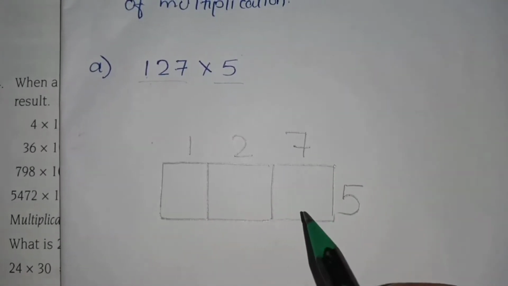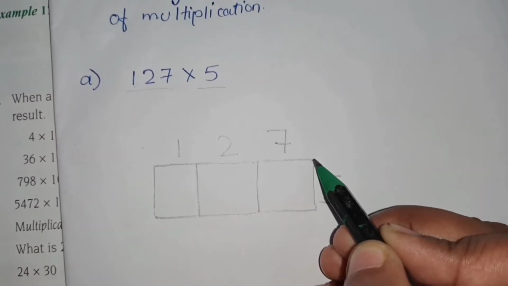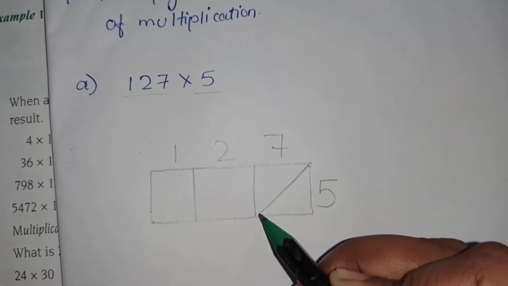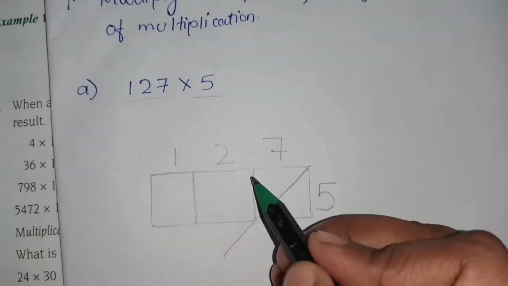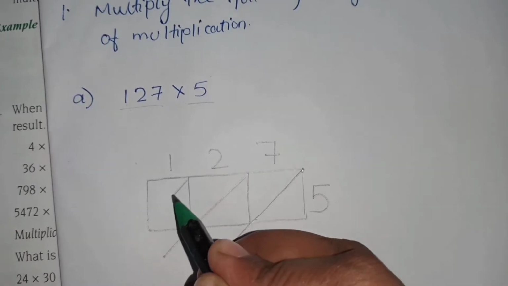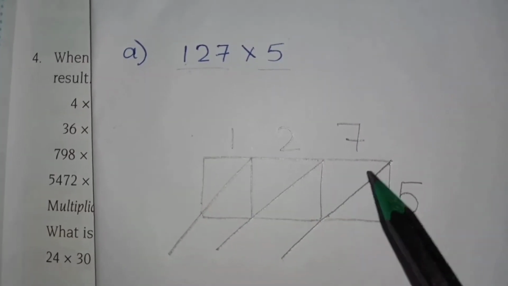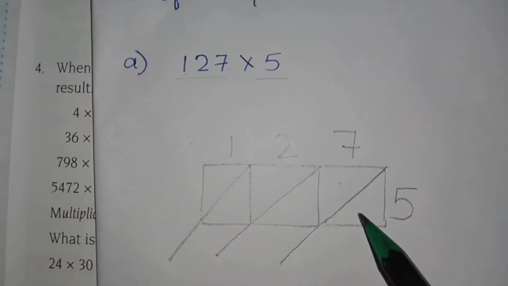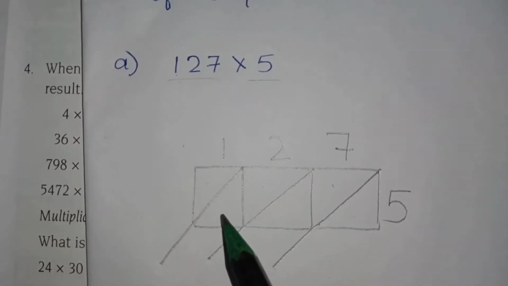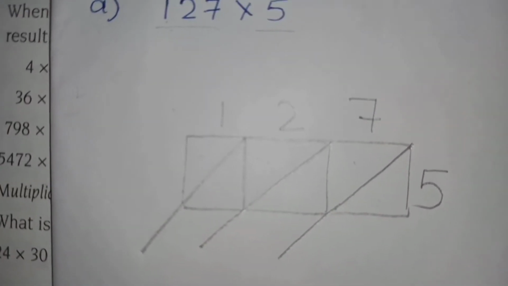Now what you have to do, you have to divide this box. You have to make it like a triangle. See how I'm making it. Bring it down a little bit, divide it again, bring it down, divide it. Now can you see it looks like triangles. This triangle is for the tens place, and this triangle is for the ones place. Understood? Now let's multiply.